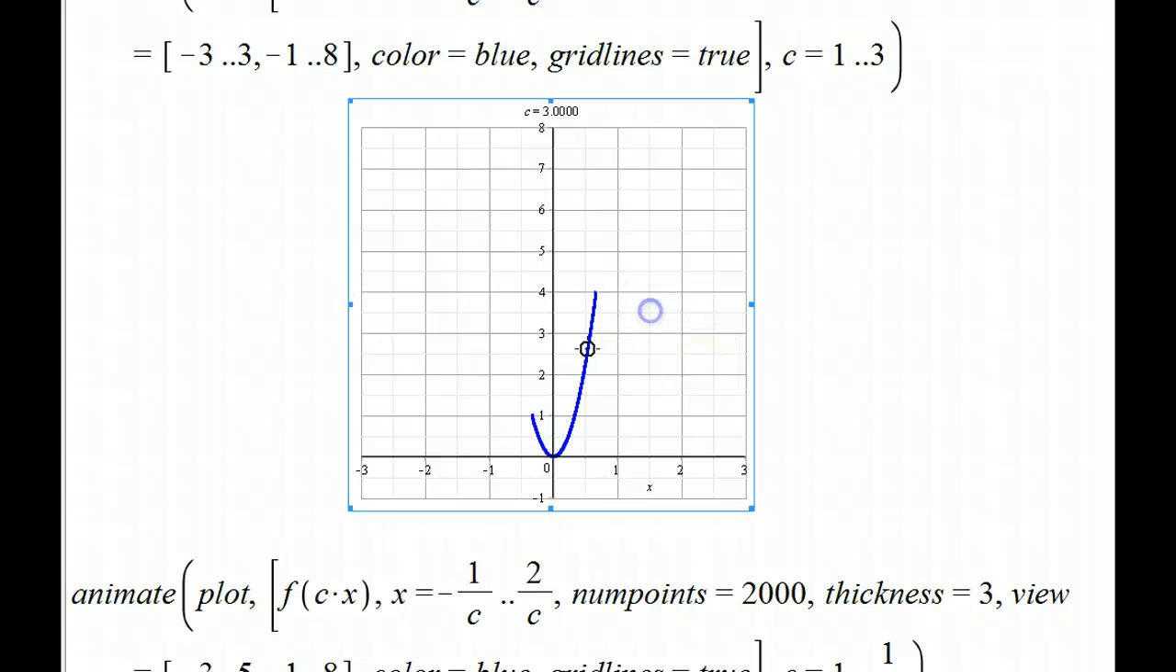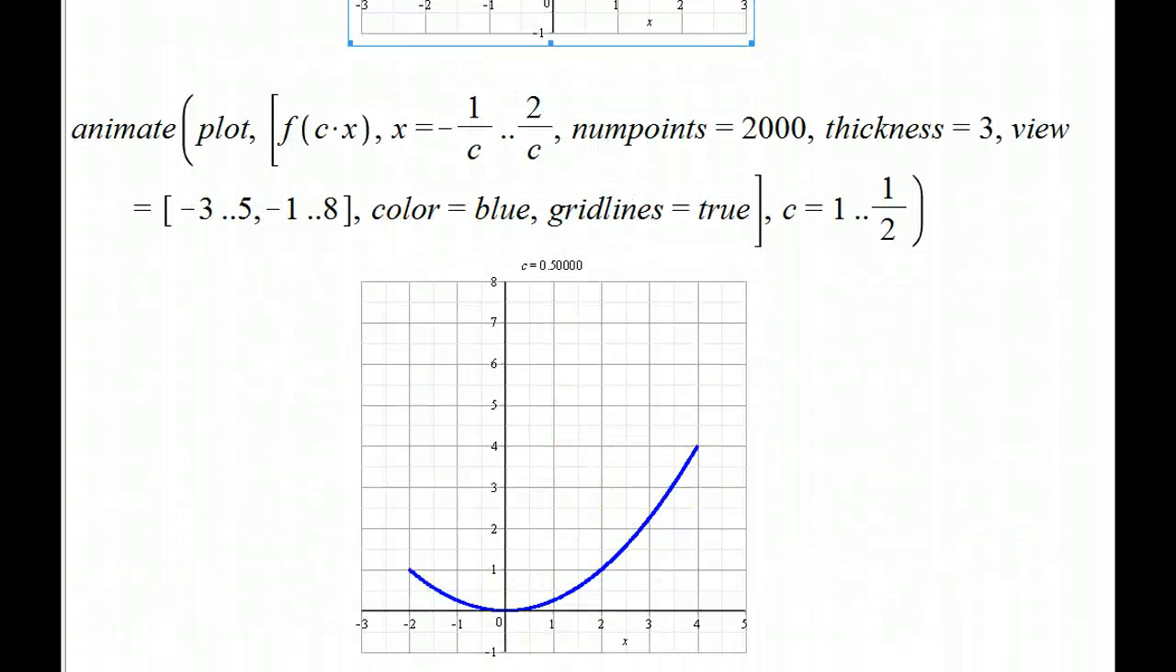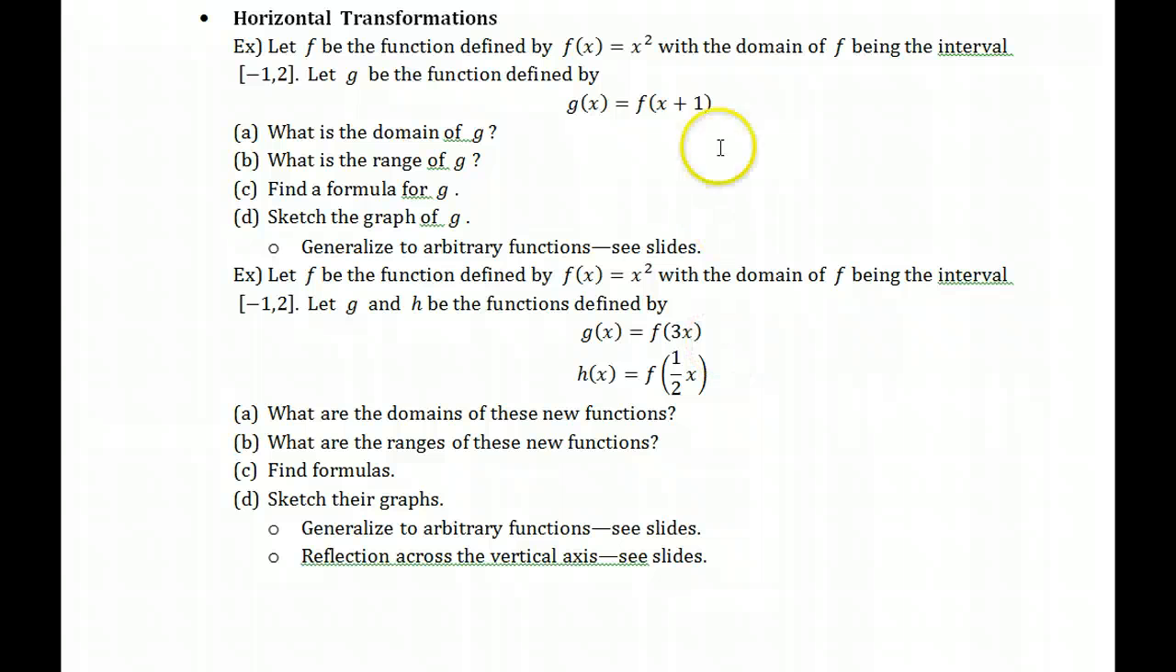Likewise with the previous one, the domain was affected. We got compressed by a factor of 1/3. The range was unaffected. So we see that with these inside changes, it's a little bit trickier because the domain gets affected, and sometimes the opposite happens to what you normally would think. So you're adding 1, you have to move left. Multiplying by 3, you're going to compress by a factor of 1/3. Multiplying by 1/2, you're actually going to stretch by a factor of 2 in a horizontal fashion.